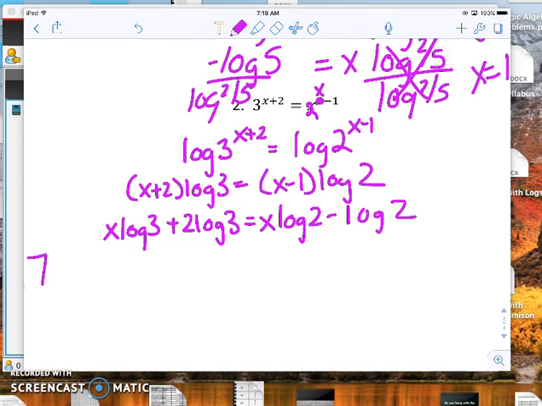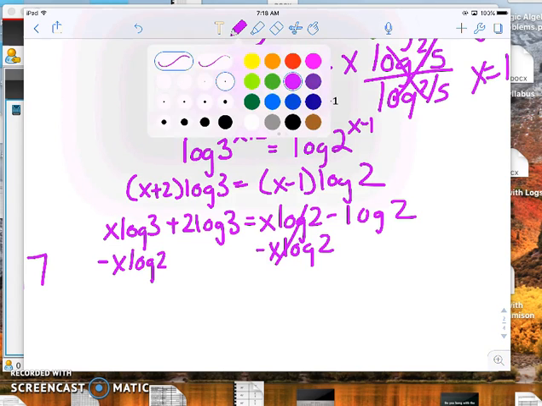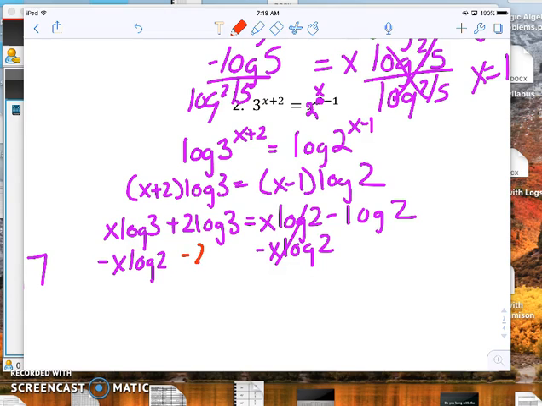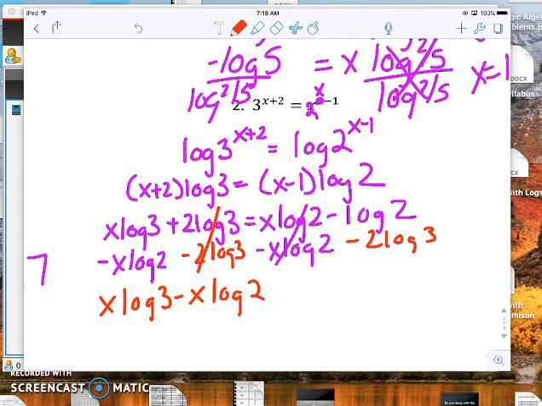So now we have to get x's on one side. So I'm going to subtract x log 2, but then I'm going to move the non-x's to the other side, so minus 2 log 3. On this side, we can't combine those, so it's x log 3 minus x log 2 equals negative log 2 minus 2 log 3.